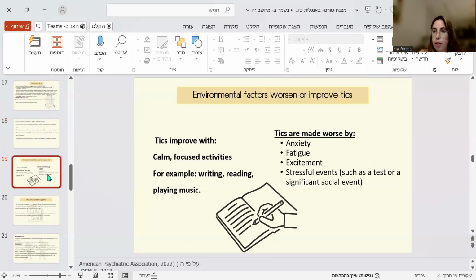Environmental factors worsen or improve tics. Tics improve with calm, focused activities, for example, writing, reading, playing music. Tics are made worse by anxiety, fatigue, excitement, stressful events such as a test or significant social events.